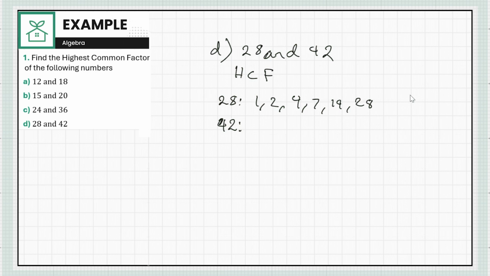And the same is going to apply for 42. We're going to have 1, 2, 3, 6, 7, 14, 21, and 42. Now for both of these, they are both divisible by 7, but the highest common factor for both of them is going to be 14.